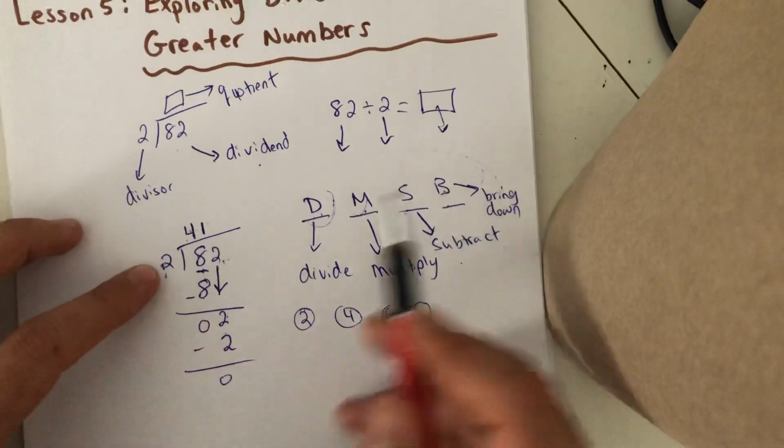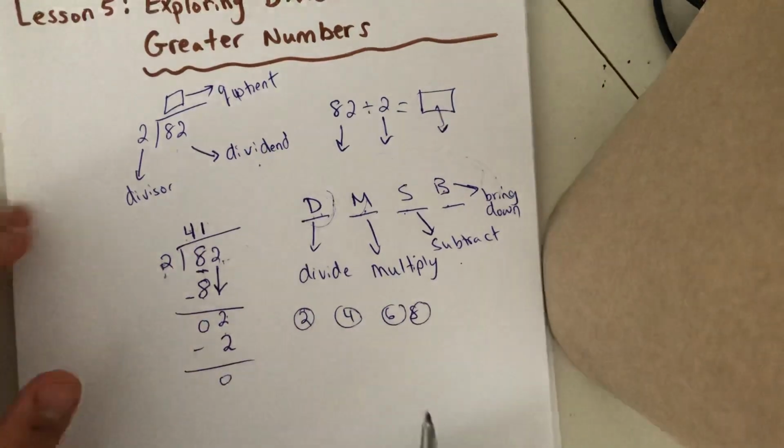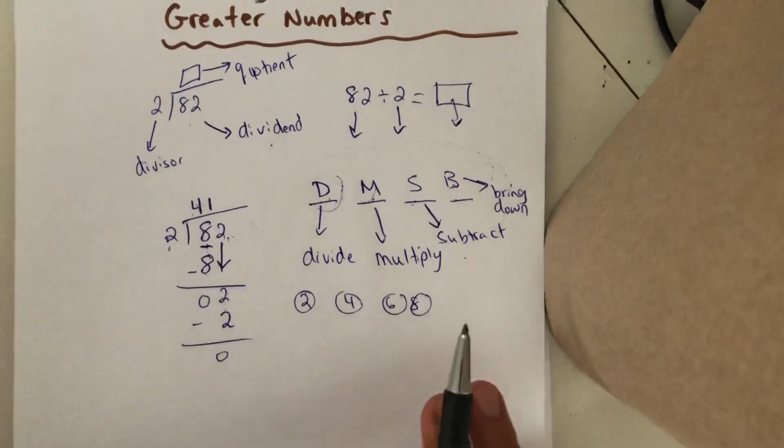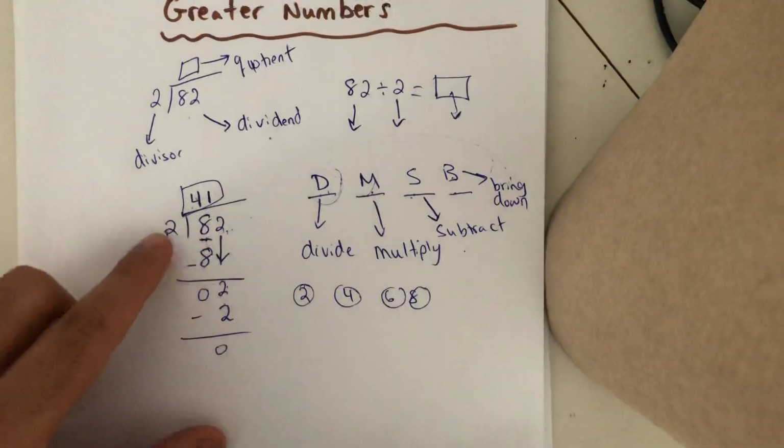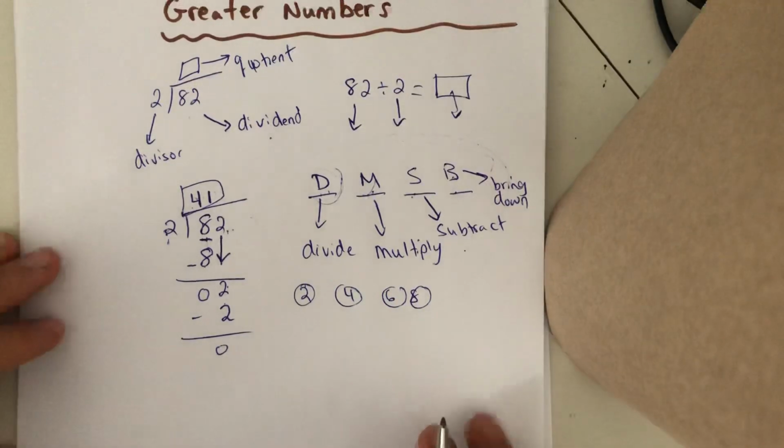And the last step says bring down. Is there any number that I could bring down? I cannot. So I stop right there. It is done. So the answer is 41. So 82 divided by 2 equals 41.